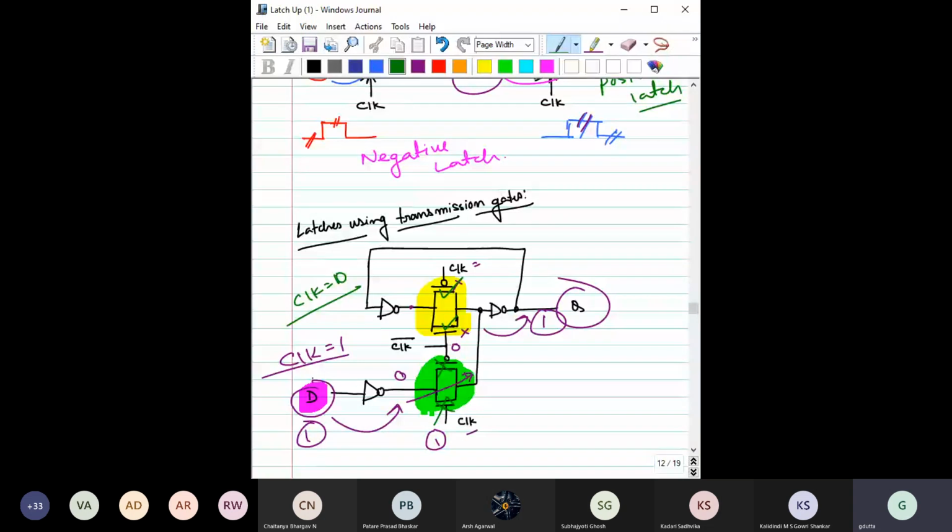So you can see then D is now disconnected from this Q, right? However, there is a loop, and the loop is something like this, right? And how is this loop forming? This loop is forming like this, right? And you know, two inverters connected back to back basically act as a memory, right? So that way you can see these two inverters can remember whatever has been stored here earlier, that they will remember.